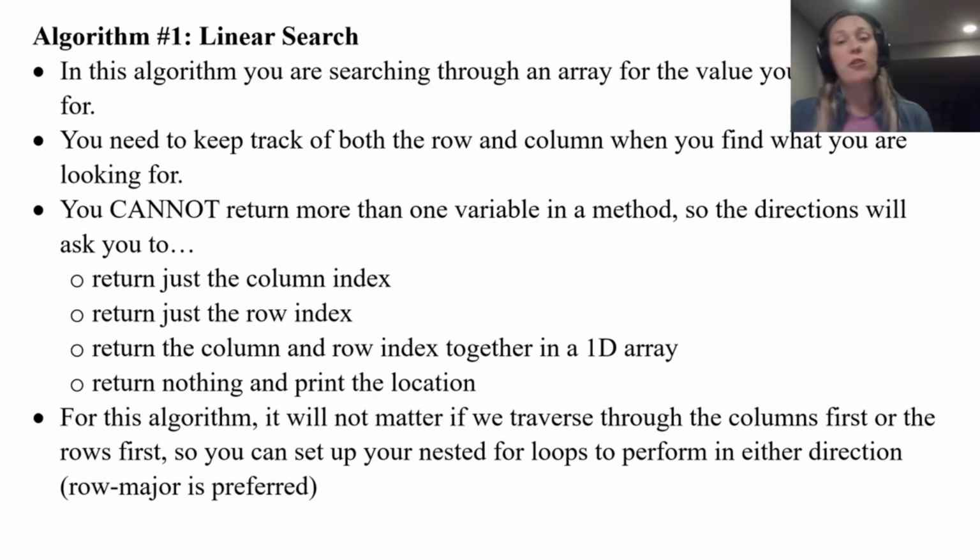Now, for a searching algorithm, it really does not matter if you go through the rows first or the columns first. You are going to look through the whole array. So row major, as I've been saying, is usually just the preferred way of doing it. But is it wrong if you do column major? Definitely not, okay? You could do either.